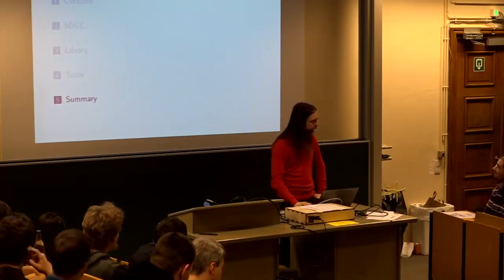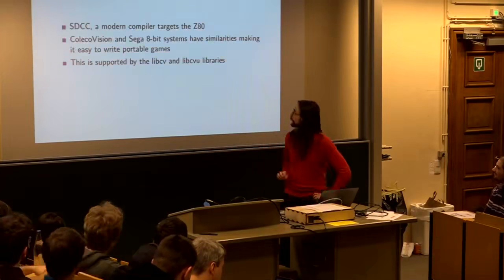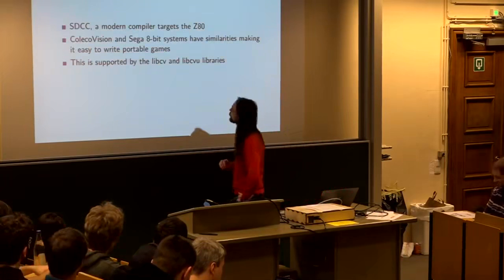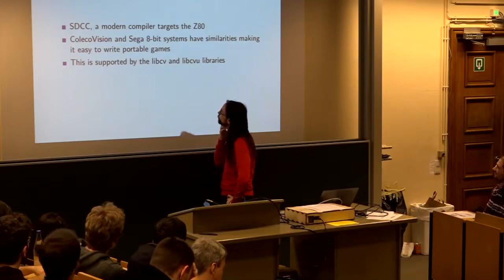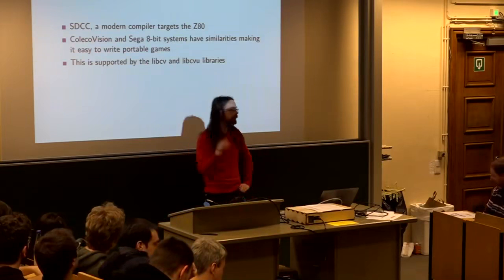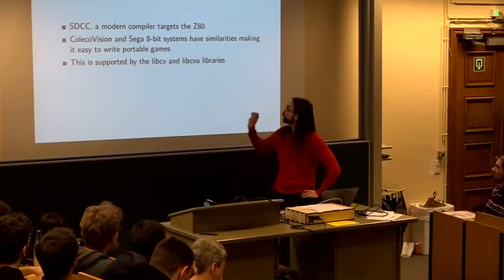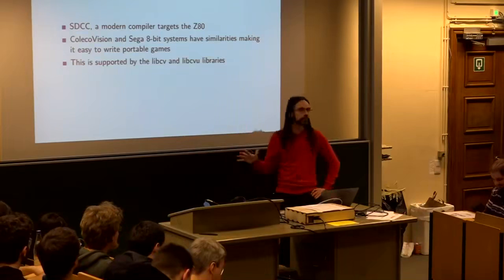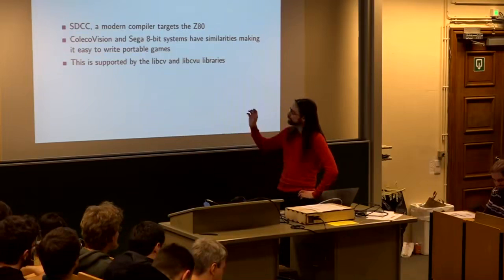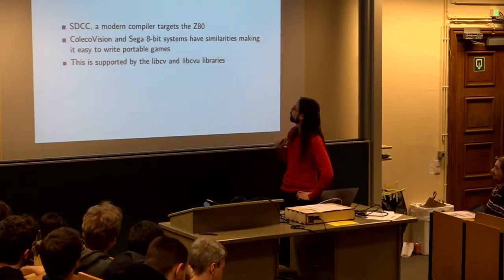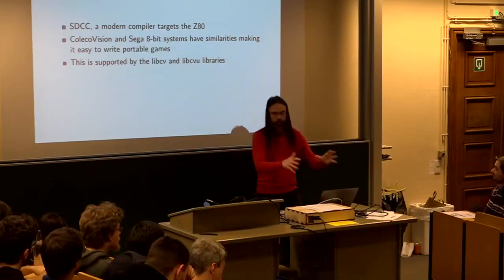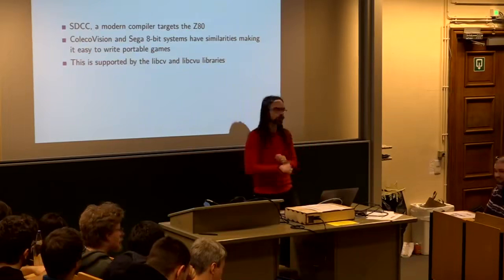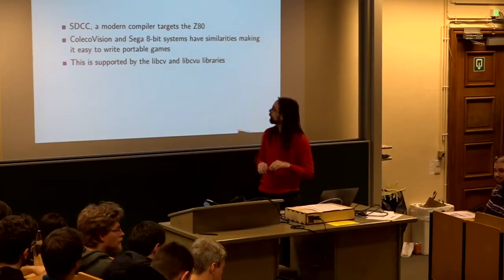Okay, so I have nearly 10 minutes left, but I'm already at the summary. So let's see, what is the core of the free tools? It's certainly SDCC. Yeah? We have a C compiler targeting the Z80. It supports modern standards, modern optimizations and such. Yeah? The ColecoVision and the Sega 8-bit systems have similarities in hardware that make it relatively easy to write a game portable across both. Yeah, just compile it with different defines for both systems.